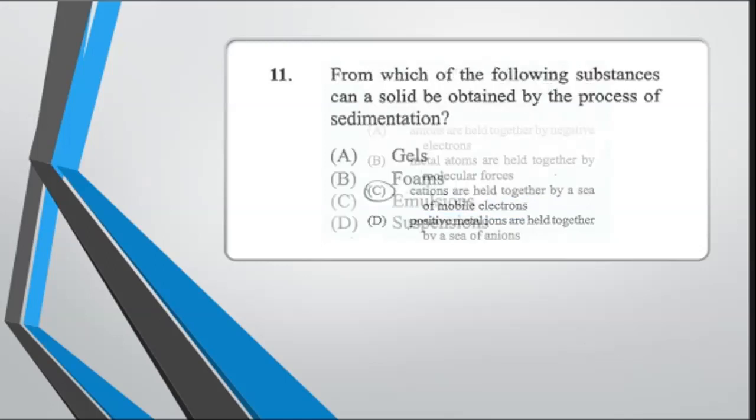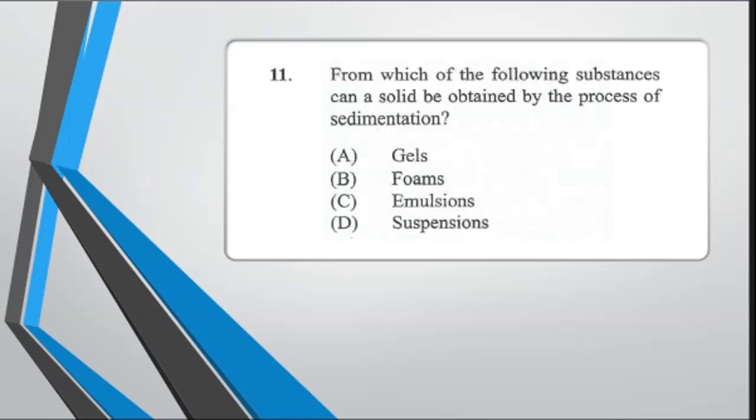All right, 11. From which of the following substances can a solid be obtained by the process of sedimentation? All right, so when we talk about sediments, we are talking about something that has the ability to settle to the bottom, right? Sediments or sedimentation is where something is able to settle at the bottom of something.